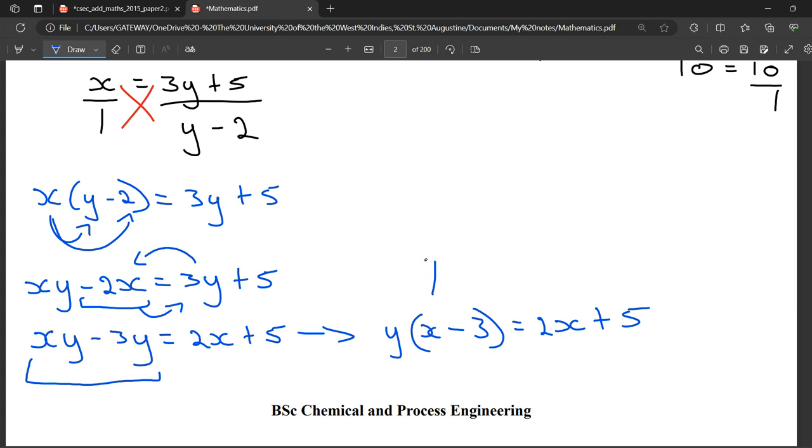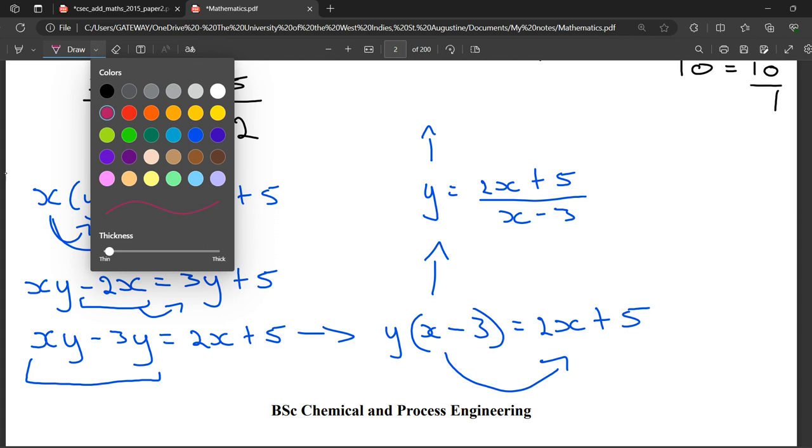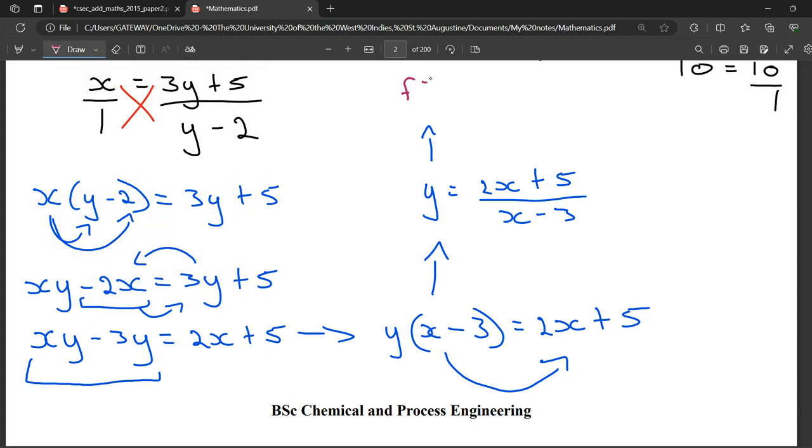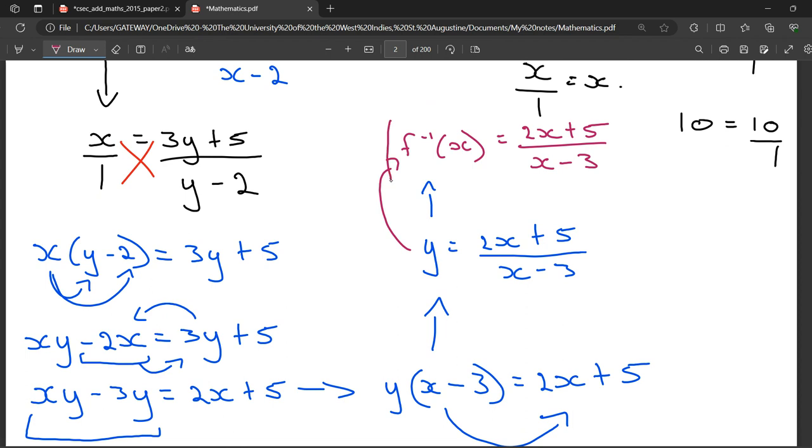But if you want to solve for y, it will therefore be 2x plus 5 all over, when you carry across this x minus 3 to the right hand side, you're going to have to divide. So you get x minus 3. The last and final step here now would be f inverse of x. So you're replacing y with f inverse of x, and that will be equal to 2x plus 5 all over x minus 3. And that is basically your solution, your answer for f inverse of x.